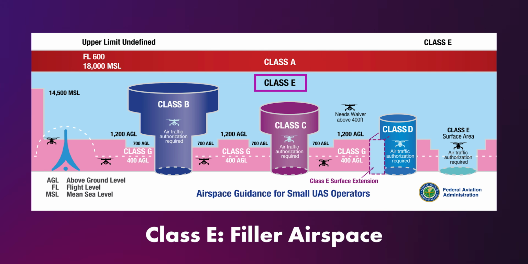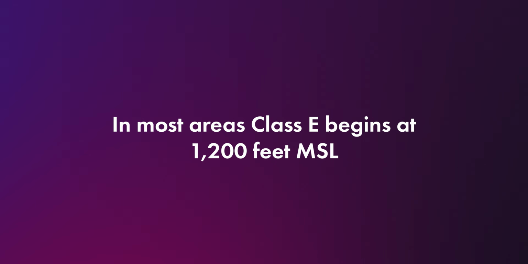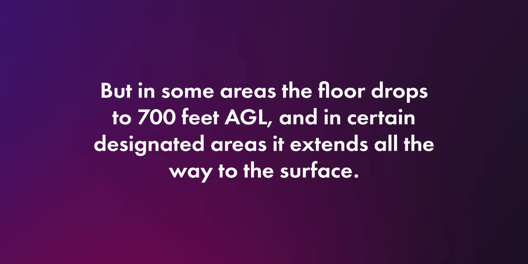Class E is the most complex and most misunderstood class in the system, and it's where the exam likes to test you. Class E is essentially a catch-all for controlled airspace that isn't A, B, C, or D. What makes Class E complicated is that it doesn't have a uniform floor. In most areas, Class E begins at 1,200 feet MSL, which puts it well above your 400-foot drone ceiling. So it's not operationally relevant in those locations. But in some areas, the floor drops to 700 feet AGL. And in certain designated areas, it extends all the way to the surface.